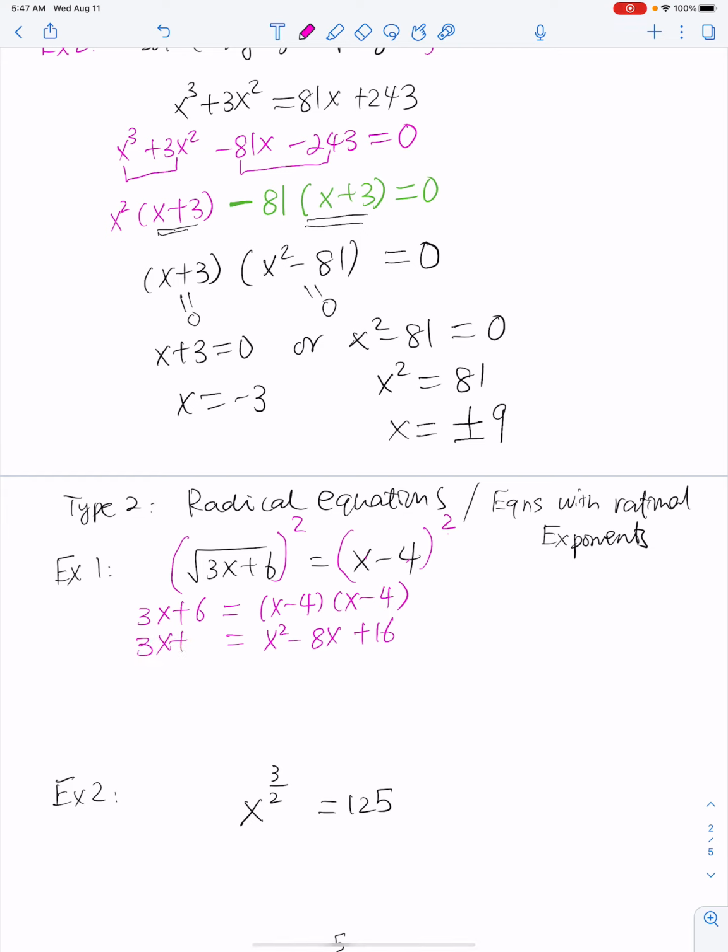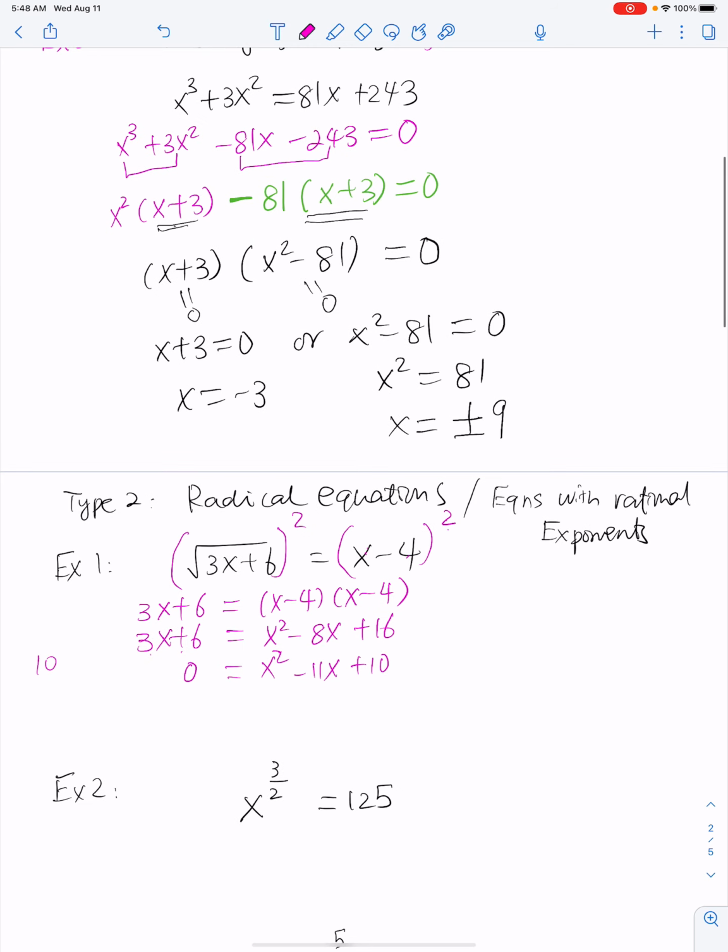Okay, so you can do it carefully by yourself. Now, what do we want to do? We want to use either the quadratic formula or factoring, but you want to keep one side equal to 0 first. So move 3x and 6 to the other side. So we have 0 equals x squared minus 11x plus 10. Could we factor it? Yes, two numbers that multiply to 10 and add together to negative 11. So negative 10, negative 1.